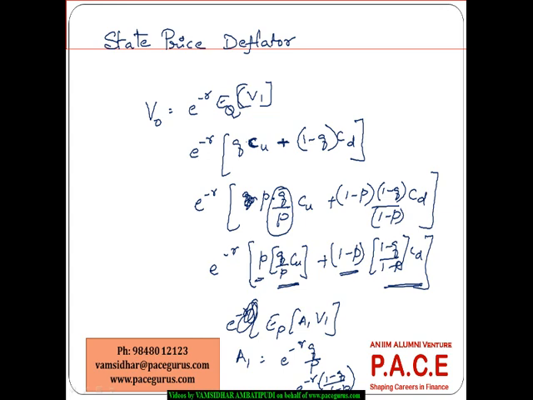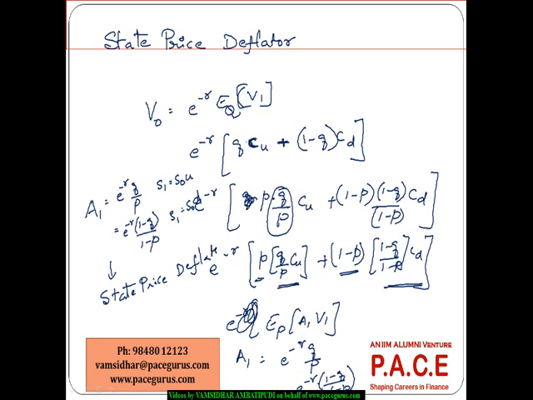That is what we are calling A1, which takes the value e power minus r times q by p when S1 is S naught u, and e power minus r times 1 minus q by 1 minus p when S1 becomes S naught times d. This A1 is typically called the state price deflator. In some cases it is just called deflator, state price density, or stochastic discount factor.